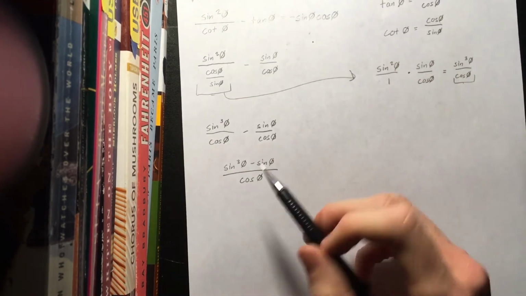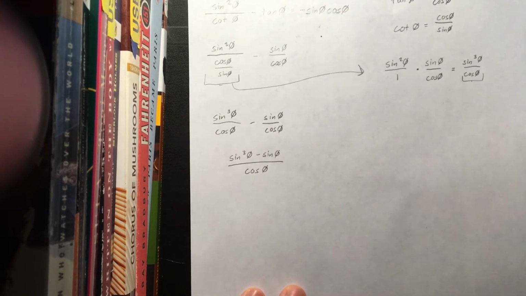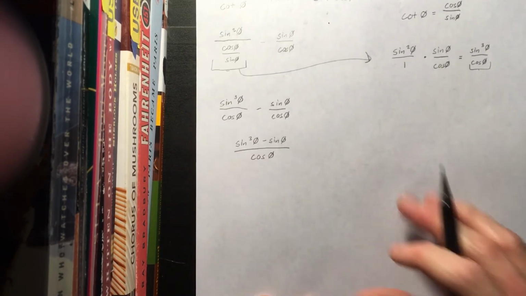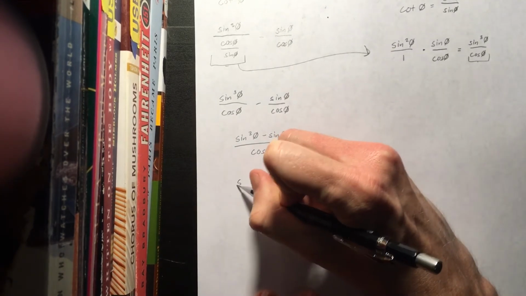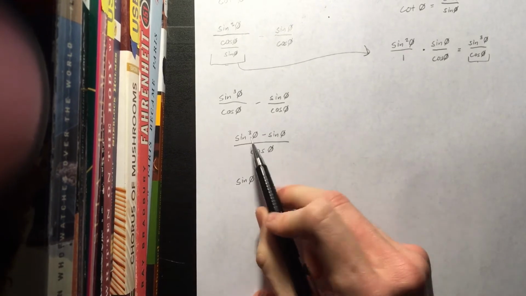What I see is we have a whole lot of sine going on here, so I'm going to factor out a sine theta from the numerator, okay? So I'm going to go sine theta times, right? So I'm factoring it out.